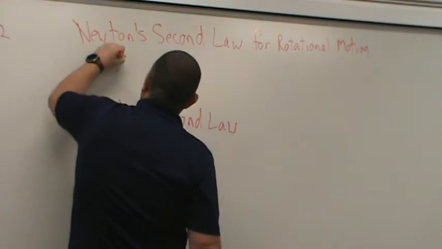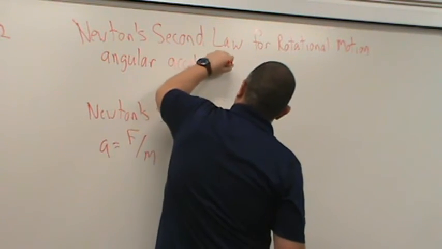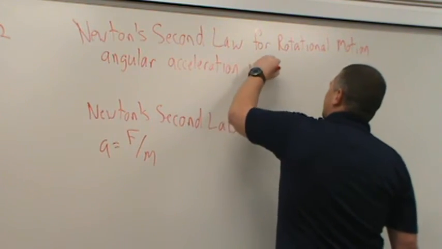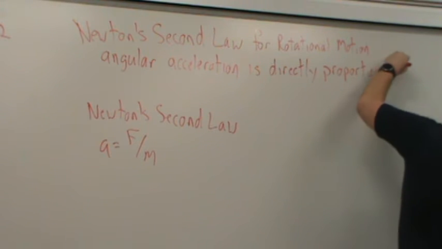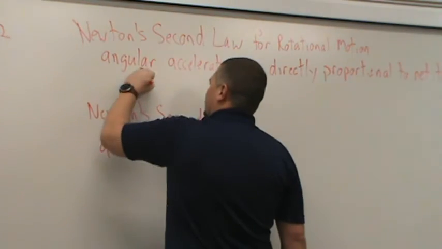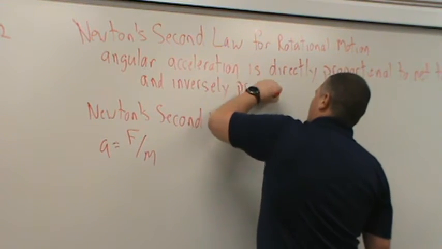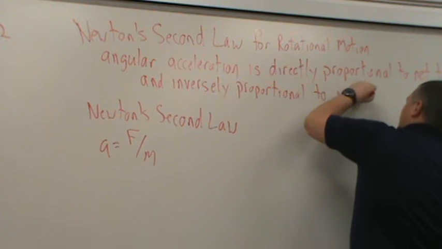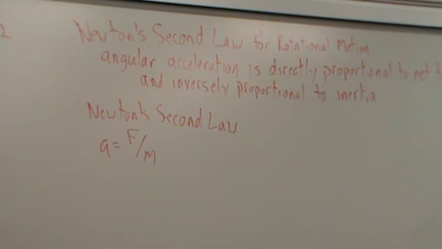We learned this the other day, that angular acceleration is directly proportional to net torque and inversely proportional to inertia. So what in the world is that formula going to look like?